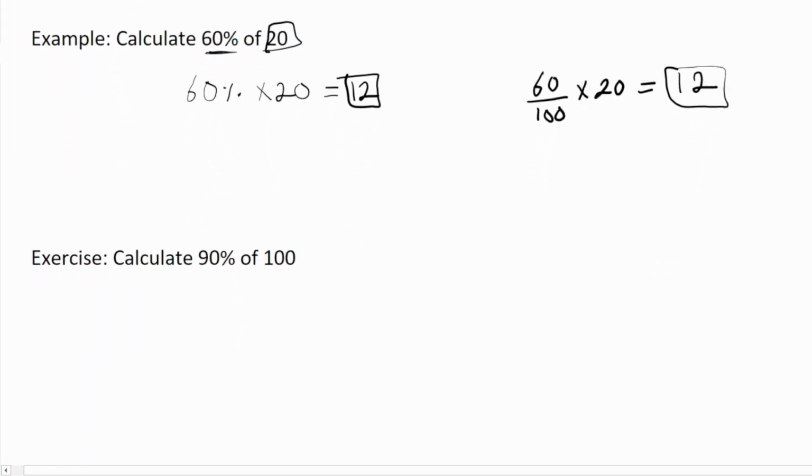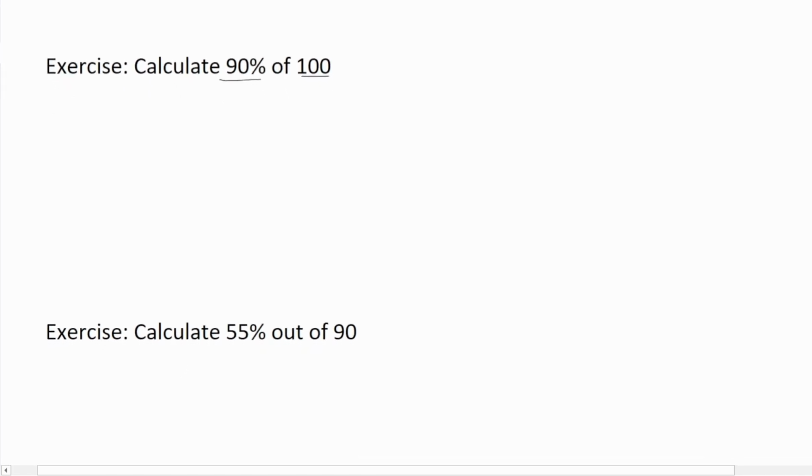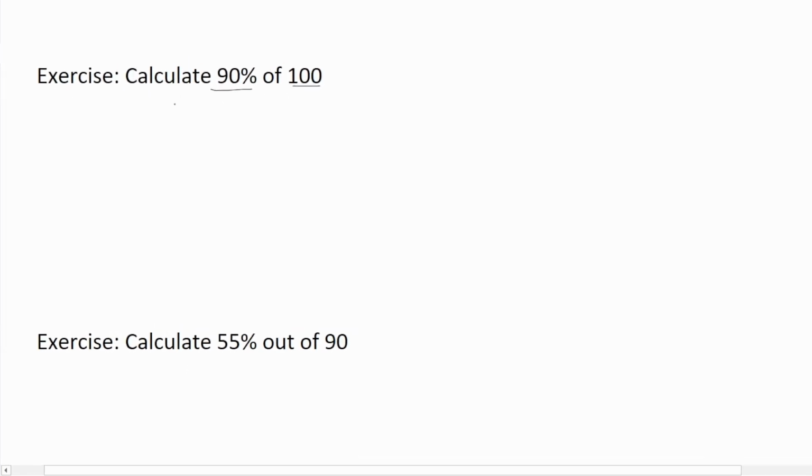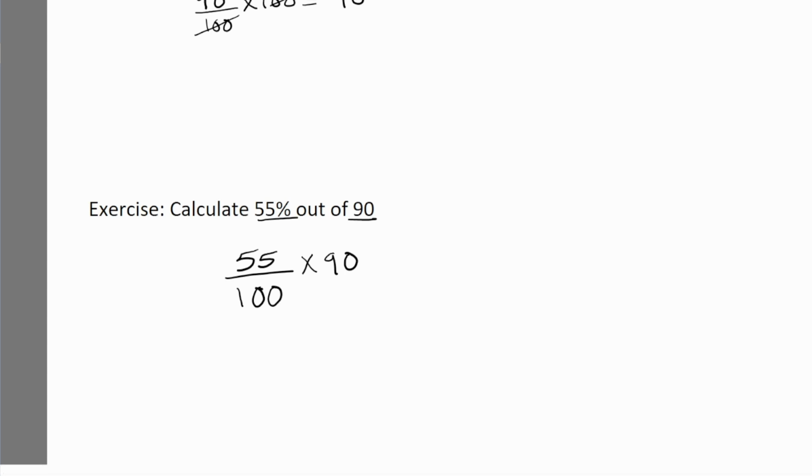Now there's an exercise for you. Calculate 90% of 100. Again, pause the video, try to solve those two exercises, and then I will solve them. Now, so 90% is going to be 90 over 100 multiplied by 100. You don't need a calculator for this. This easily cancels out with this 100, and it just gives you 90. 55% out of 90 is 55 over 100 multiplied by 90. Just plug this on your calculator and you will get 49.5.